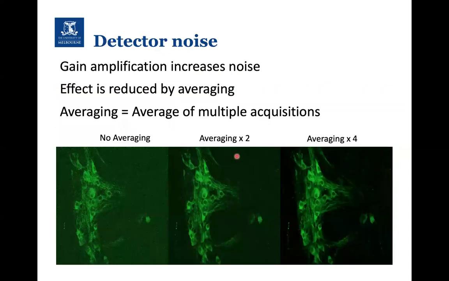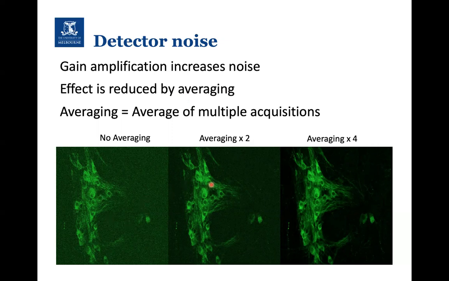This is where detector noise comes in. So again, if we're increasing that gain, the amplification of the signal on the detector, we can also increase the noise component of the detector as well. One way of getting around that is to perform something called averaging, where we take multiple copies of the same image.